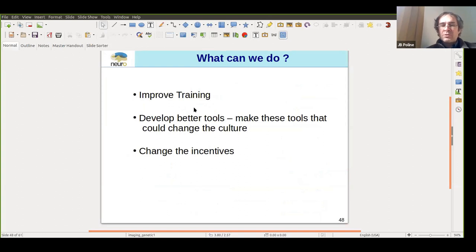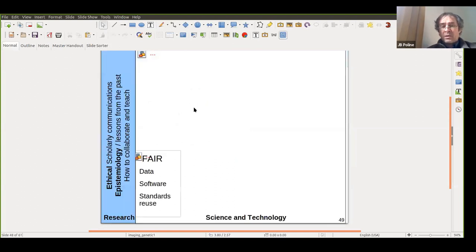So, proposals: what can we do? We can improve the training. We hope that this week and the whole BrainHack School is one thing that will improve that. We can put more emphasis on building better tools and make sure that people developing analysis tools have a better toolbox with them. That's really the goal of these first weeks in particular, that you learn those basic tools. And also maybe try to find ways of changing our community incentives.